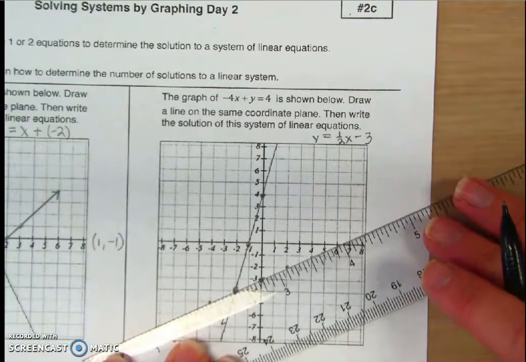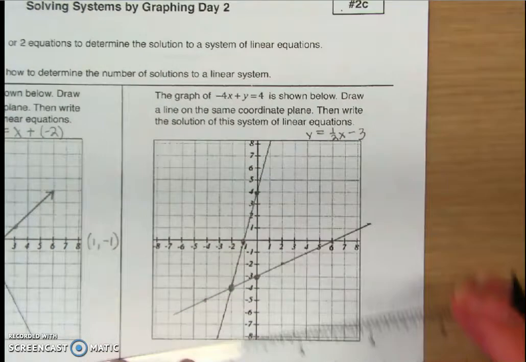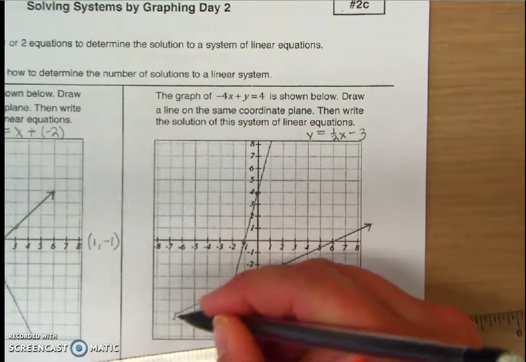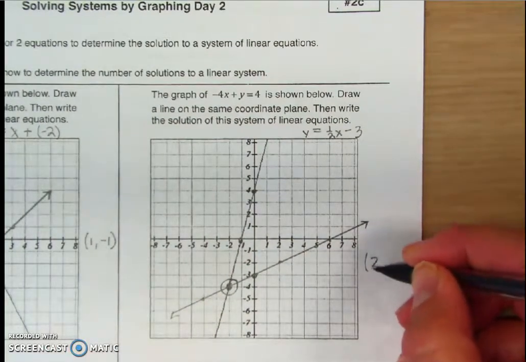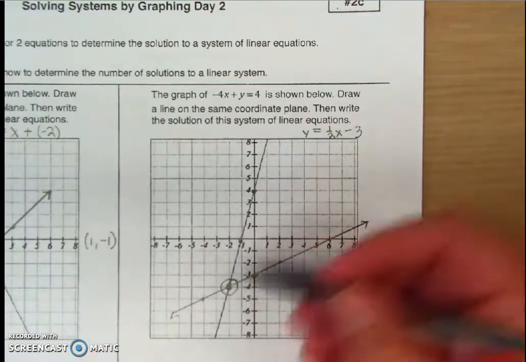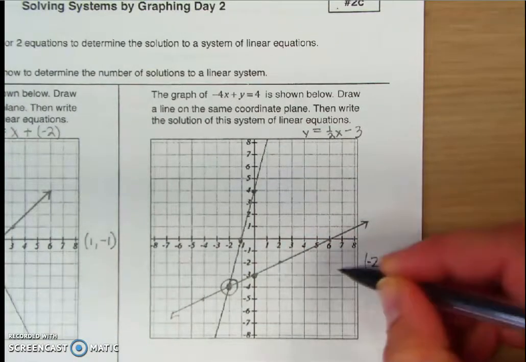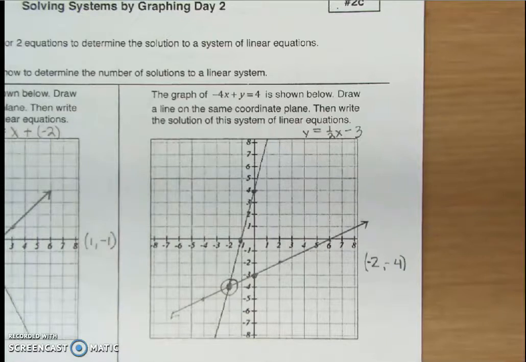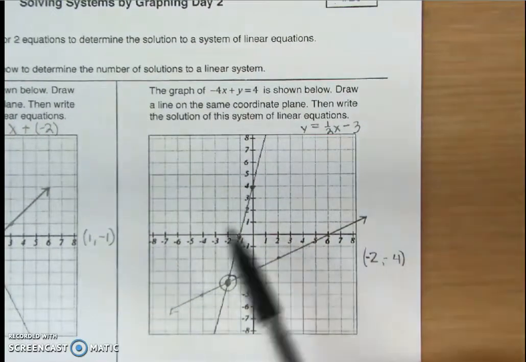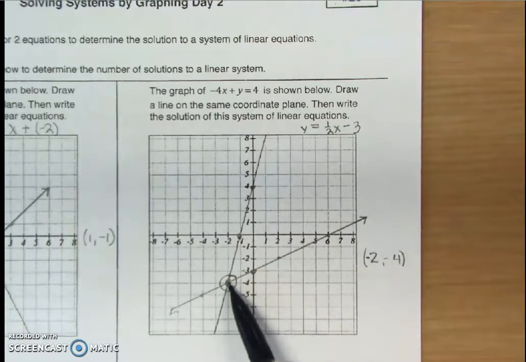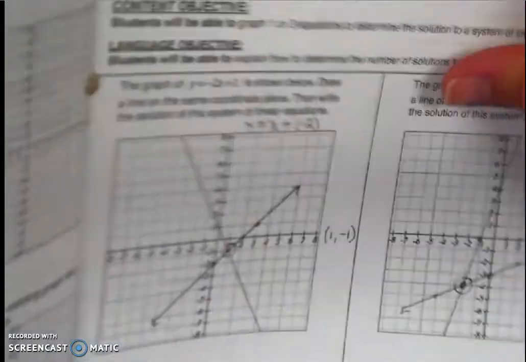So today we're drawing in our own graphs, and then we're going to name the point where they cross. So this cross point that I chose was right there, and that cross point would be negative 2, negative 4. Okay, so that would be the answer to the system because that's the one and only point that works for both. That's the one and only point that is on both lines. So let's see what it looks like down here when we have to graph ourselves.